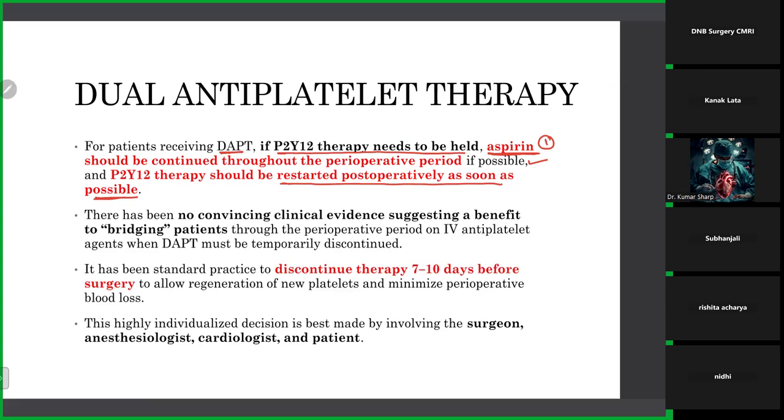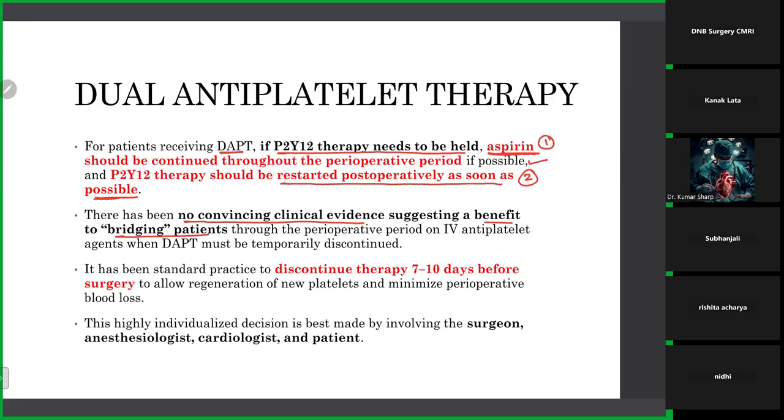So 2 points: aspirin should be continued. Second, other therapies, P2Y12 therapy should be restarted post-operatively as soon as possible. There is no convincing clinical evidence suggesting a benefit to bridging the patient through the perioperative period on an IV antiplatelet agent when the DAPT is discontinued. So the concept of bridging will mainly apply to the anticoagulant medications, not to the antiplatelet medication.